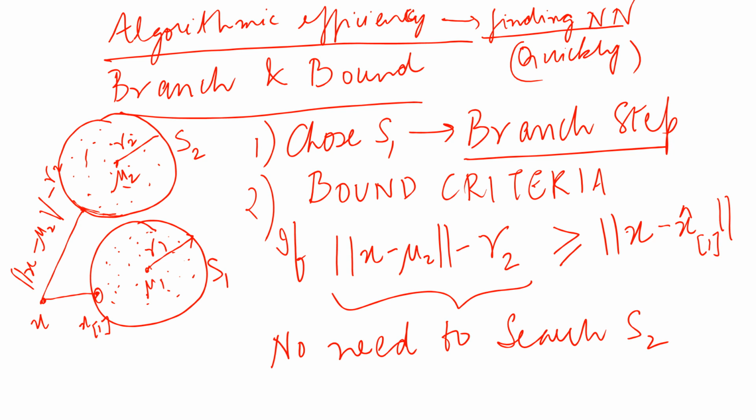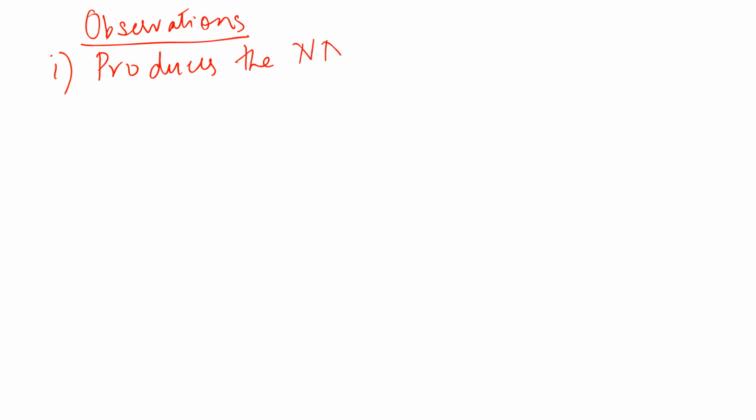All right. But of course, we'll have a few observations that we'd like to note down here. So what are those observations about this branch and bound? It finds my nearest neighbor quickly, and it is guaranteed to find the nearest neighbor. So it produces the nearest neighbor, and that's guaranteed. And we can do this recursively. So we can find this nearest neighbor recursively using this algorithm.